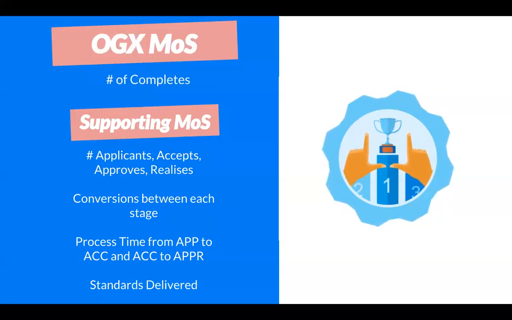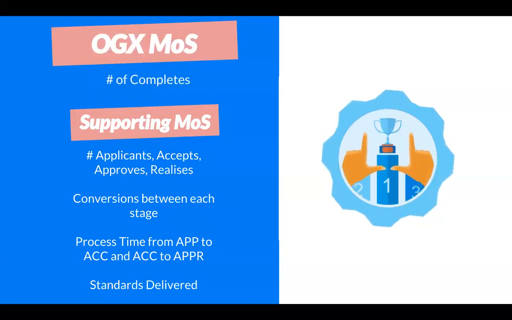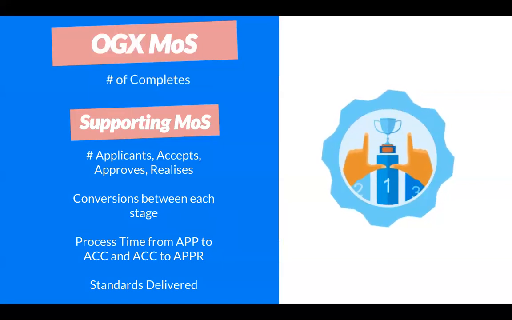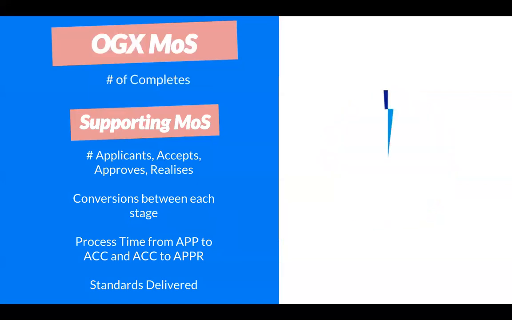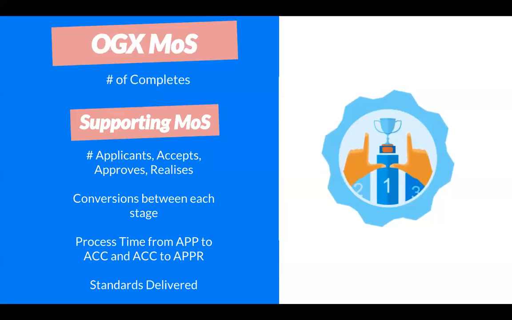Whereas from applicant to accept and accept to approve, we measure the number of days it takes for an applicant to become accepted and then become approved. And the last one, the number of standards that we're actually delivering when an exchange participant is realized and on exchange. So there are 16 different standards, and as an OGX member, we need to ensure that all 16 are being delivered in order to actually become completed.